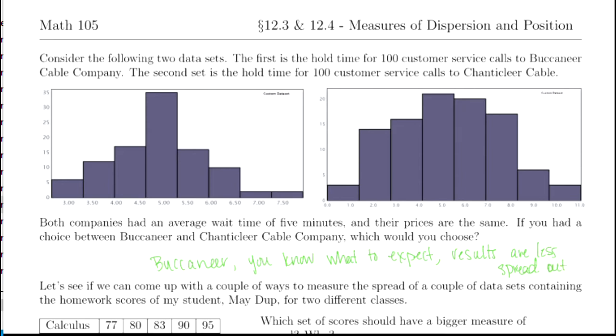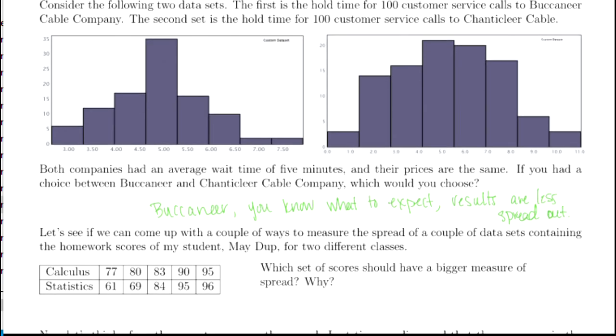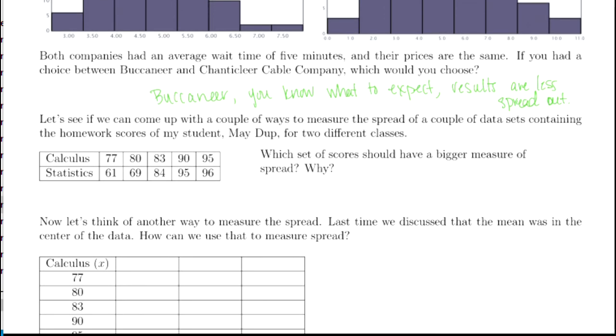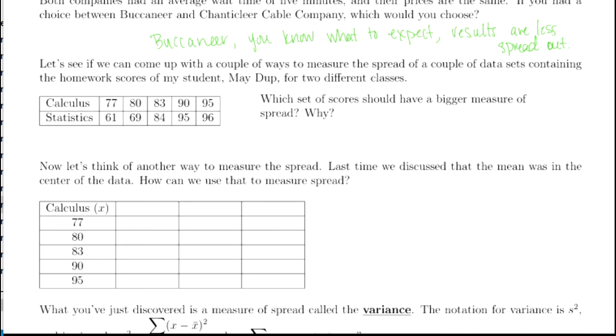Okay, and then we're going to use that and talk about a couple different ways to measure spread. So think about this student I made up in my calculus class and my statistics class. In calculus, this student scored a 77, an 80, an 83, a 90, and a 95 on some homeworks. And then in stats, they scored a 61, a 69, an 84, a 95, and a 96. So which set of scores would have a bigger measure of spread?